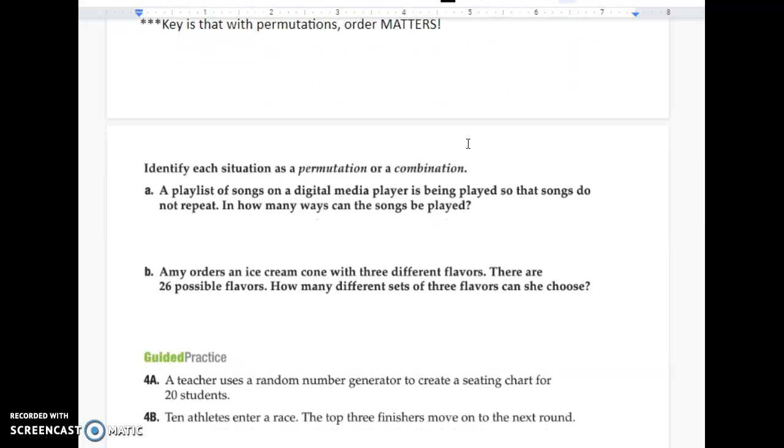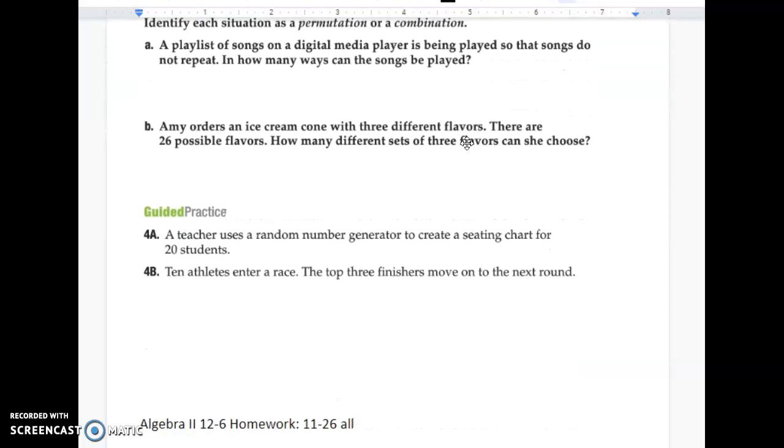A teacher uses a random number generator to create a seating chart for 20 students. Does order matter in a seating chart? I think you guys would agree that yes, it does. Having Susie sitting next to Sally and David on the other side is not the same thing as Susie and David sitting together with Sally on the other side. So 4A is definitely a permutation.